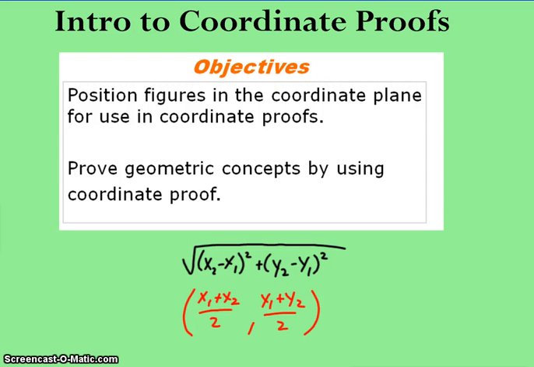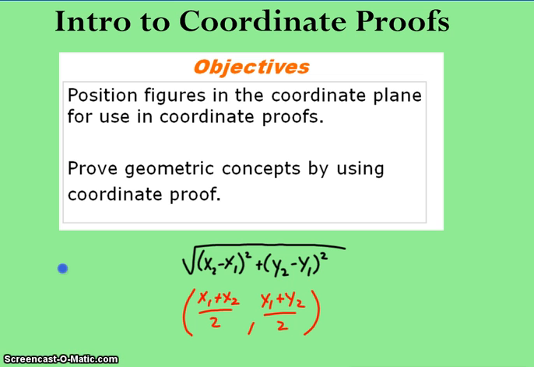Hi everybody, this unit that we're starting is actually called Modeling Geometry. So we're going to be modeling different parts of geometry, things that we have already learned, like circles and parabolas and parallelograms and rectangles, but we're going to model those on the coordinate plane. So the first thing that we're going to start with is coordinate proofs, which are going to deal mainly with your parallelograms that we learned earlier.